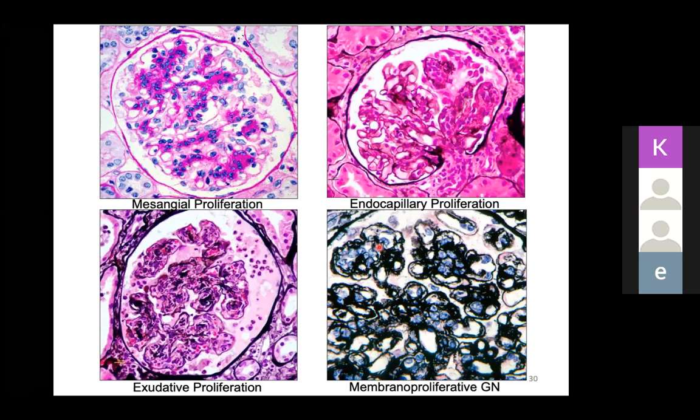Similarly, this is an MPGN pattern. Why am I saying MPGN? We always look for these reduplicated membranes, these split membranes, along with endocapillary hypercellularity, because this again means a relatively chronic process as compared to this DPGN or exudative proliferative lesions. This is likely to revert. This is unlikely to revert. So that is why we try to make this distinction, right?